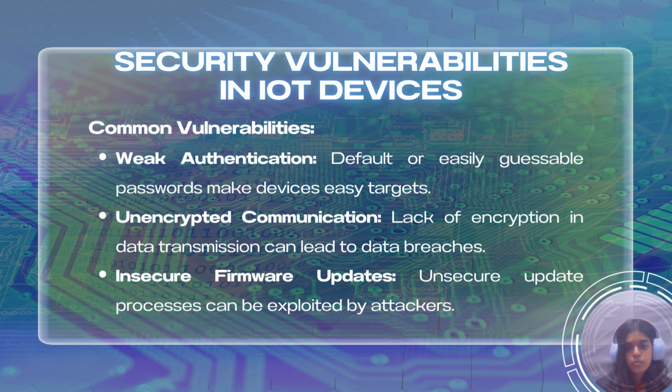Thirdly, insecure firmware updates. Insecure firmware updates are another critical vulnerability. Firmware is the software that runs on IoT devices, and if the process of updating it isn't secure, attackers can exploit it to gain control of the device. This is why it is very important to ensure that firmware updates are properly secured.